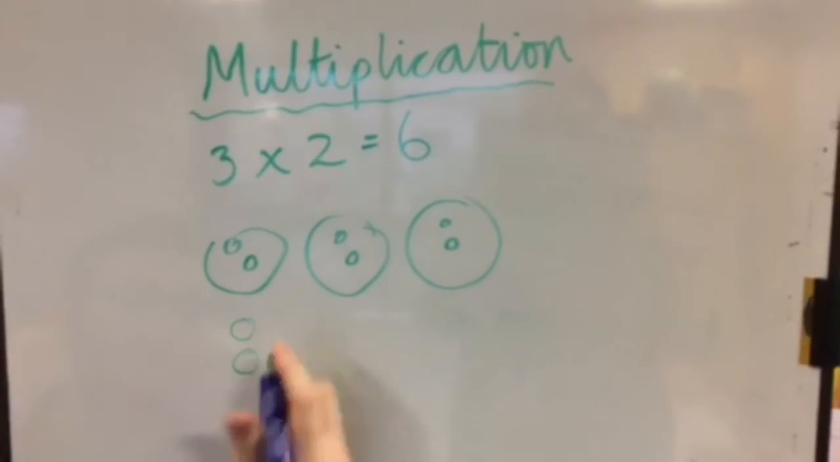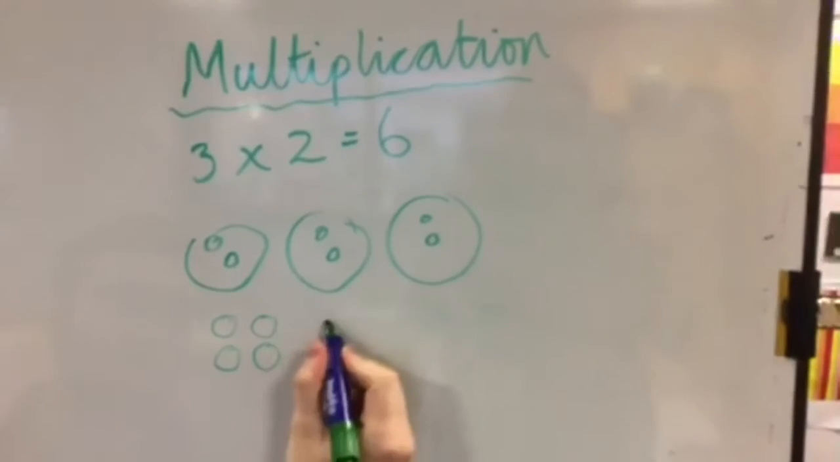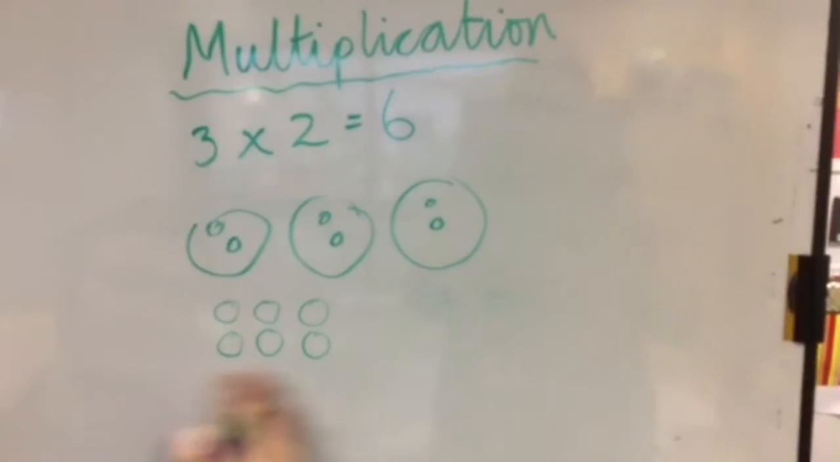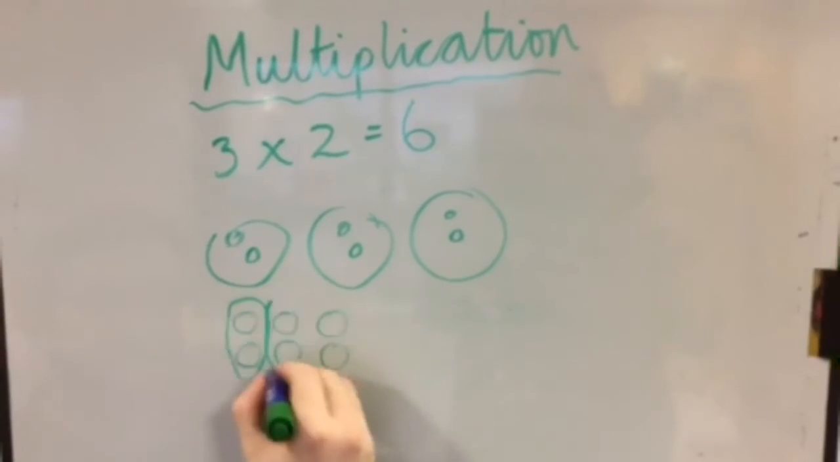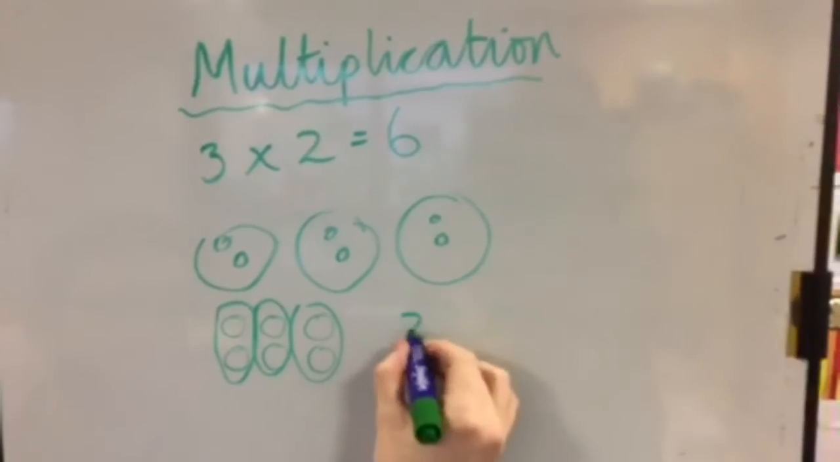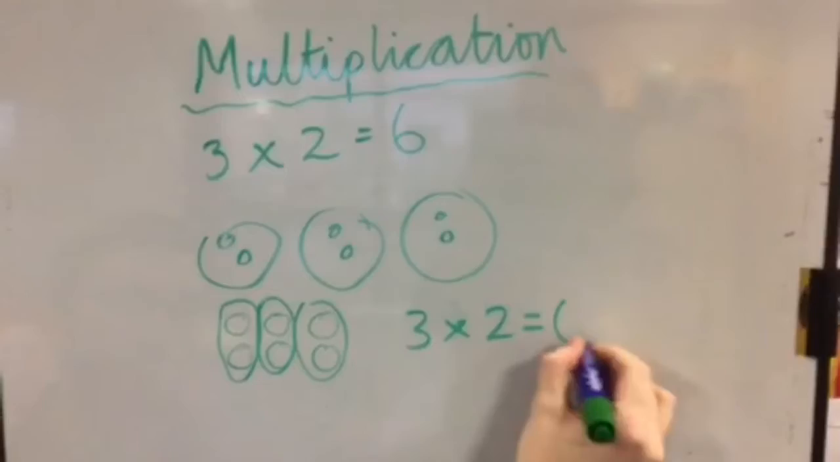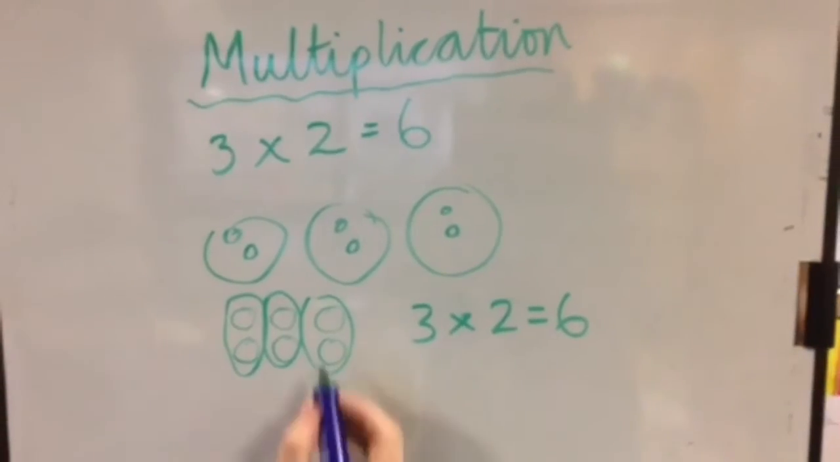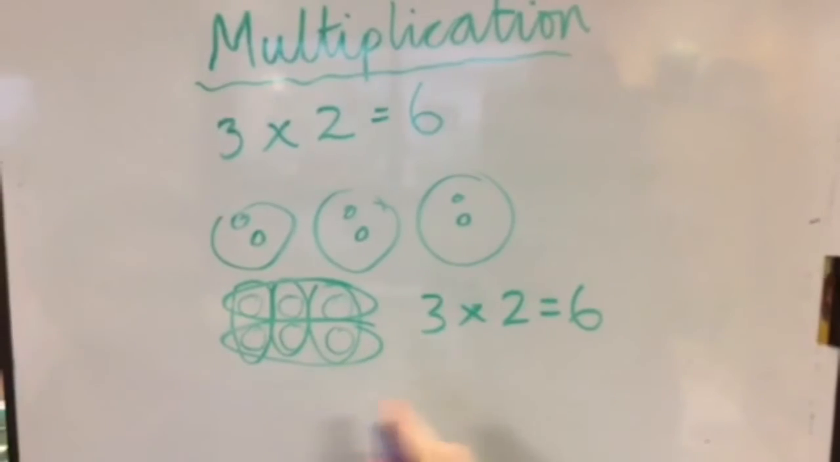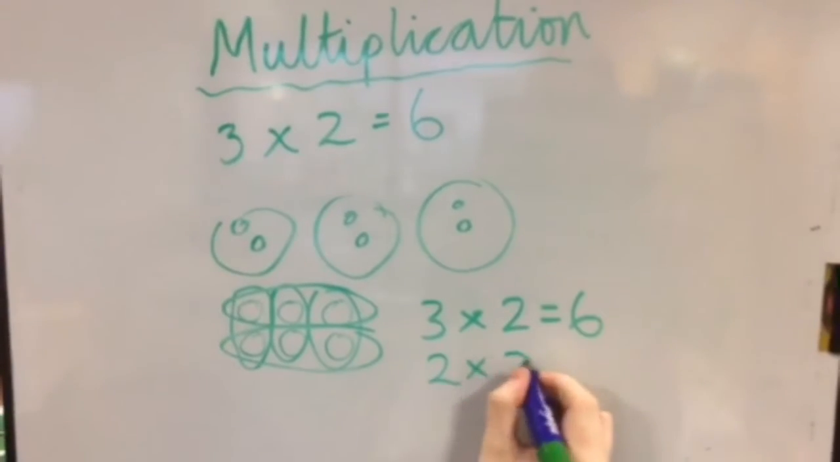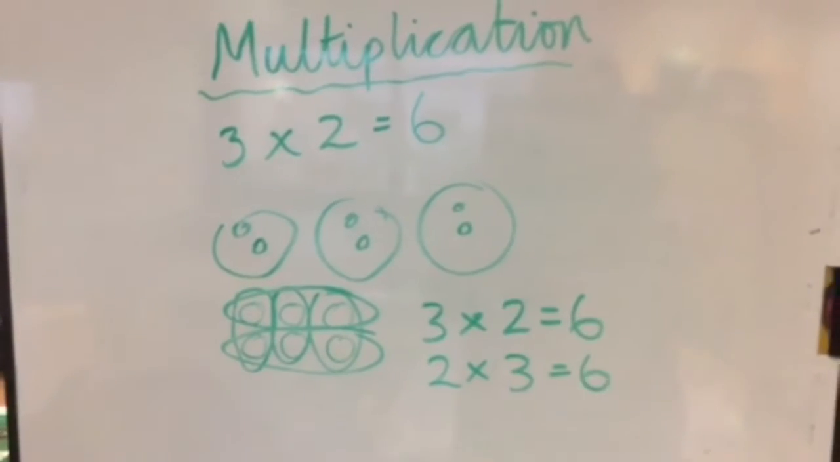So there's a 2, there's a 2, there's a 2. And in this array, it allows children to understand that not only is it 3 groups of 2, which is 3 times 2, which is 6, it also lets them see that there's 2 lots of 3, which just lets them understand that multiplication can be done either way. It's commutative.